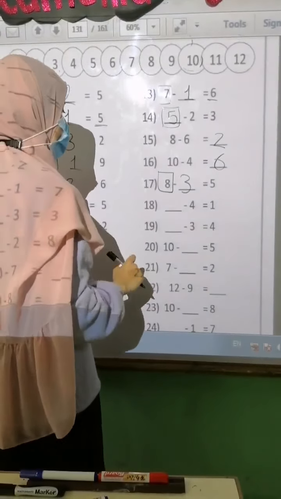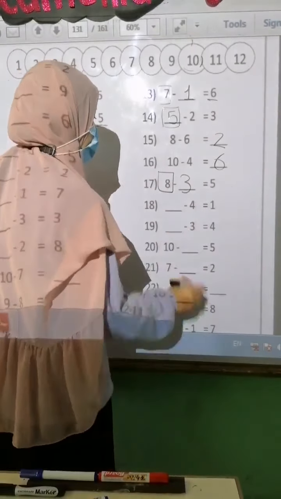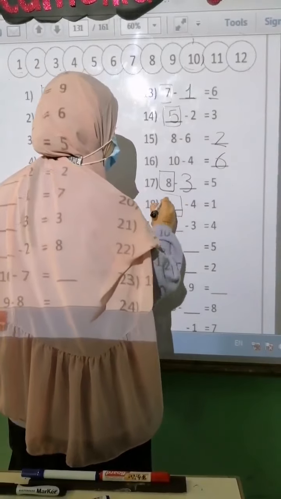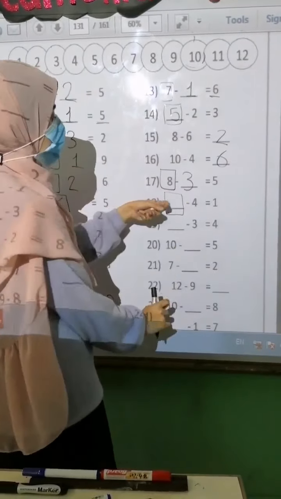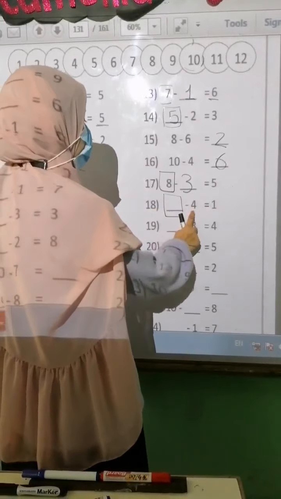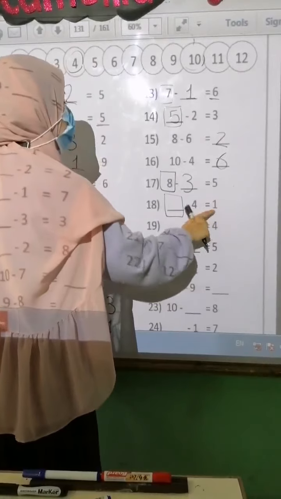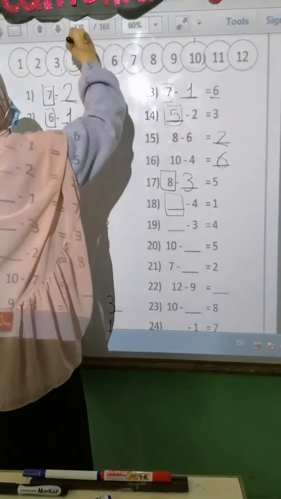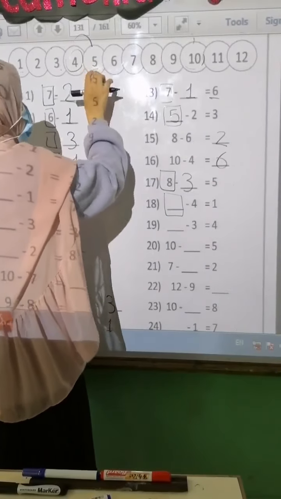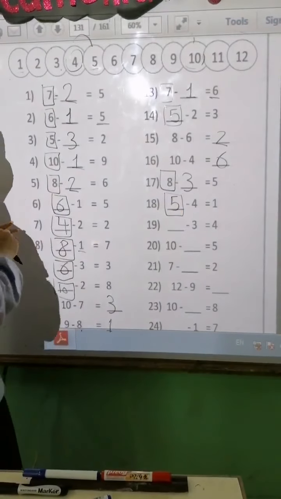Problem number 18. Missing number minus 4 equals 1. Where is the greatest number in the subtraction problem? At the first. Is it here or is it missing? It's missing. So circle the bigger number here. It's 4. And go forward. How many steps? 1 step. The answer is 5. 5 minus 4 equals 1.